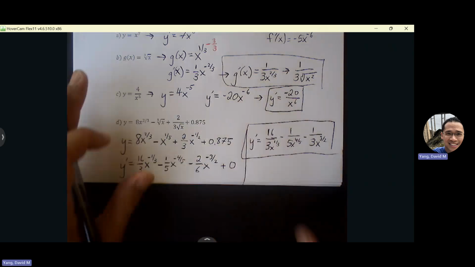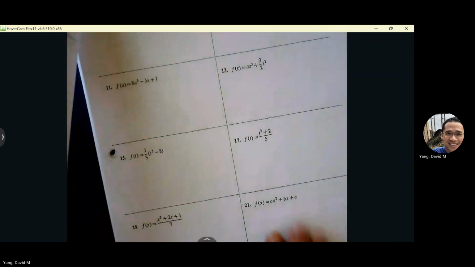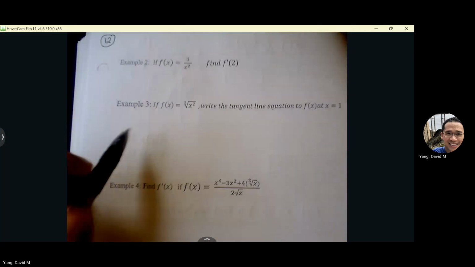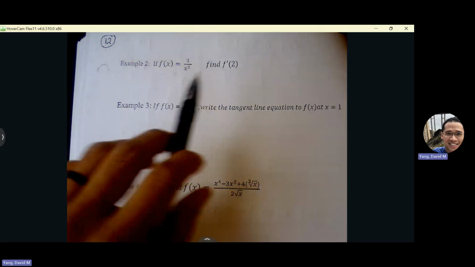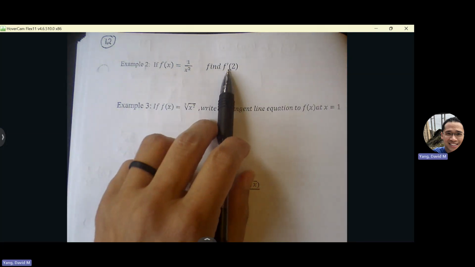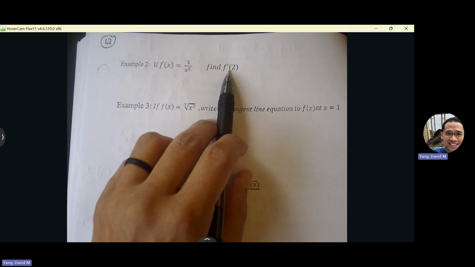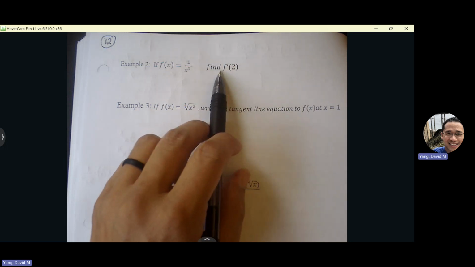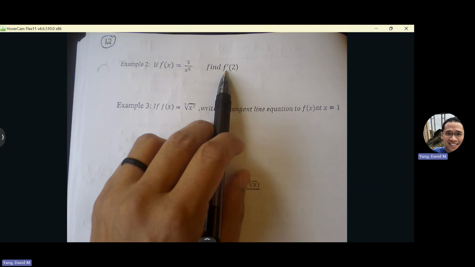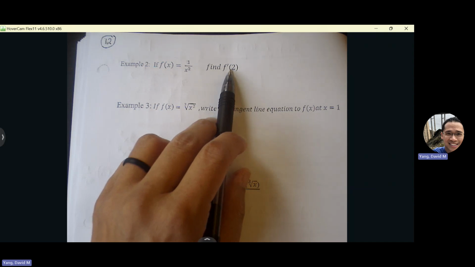All right, page 12. Now it's a two-step process. Now it's asking for f prime of 2. So it's asking for the slope of the curve at 2. So let's think of this as one thing first. Let's find f prime of x first. Once we find the slope formula, then we can involve the 2.